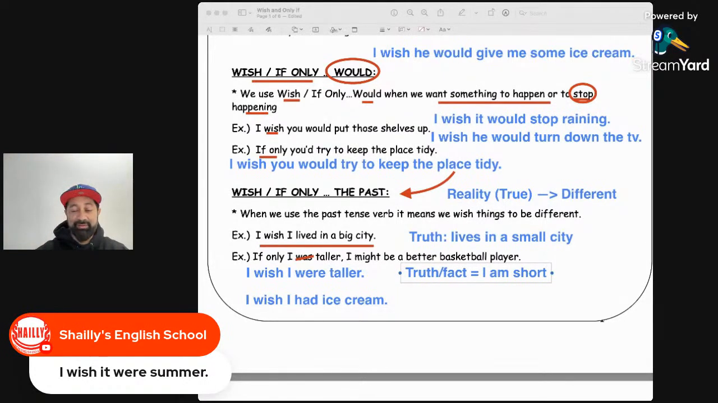It's not summer, it's winter. Where I am living, it's winter. Right? So I want it to be different. I wish it were summer. And I chose this. If you notice on the board, I wish I were taller. And in the comment section, which is on the screen, I wish it were summer. Whenever you're using the be verb, you always have to use were. Please do not use was.